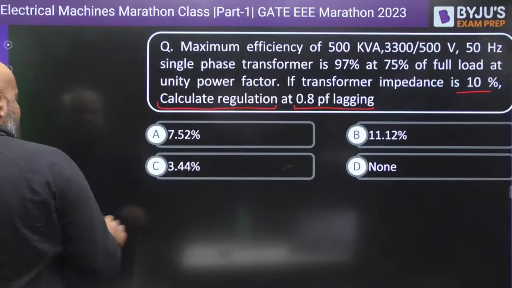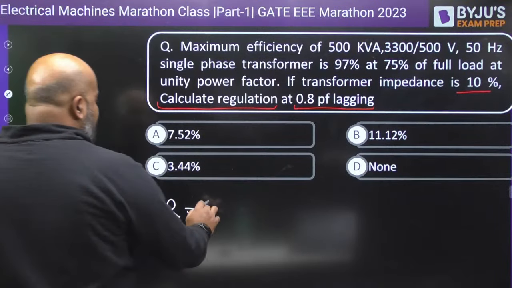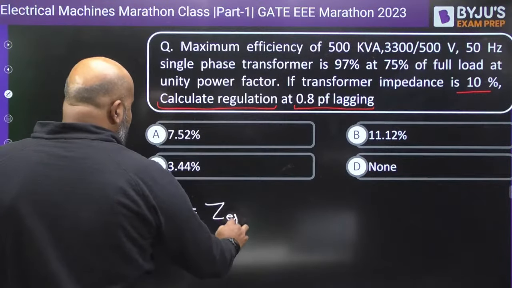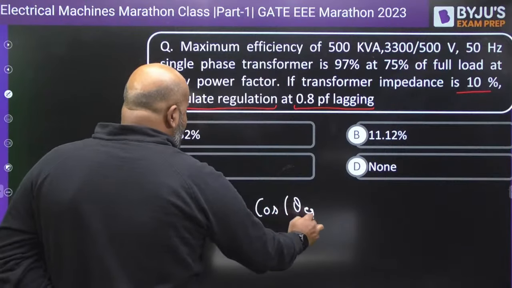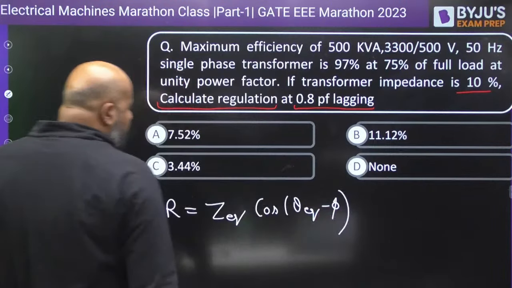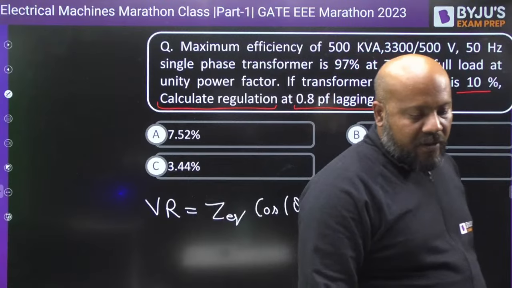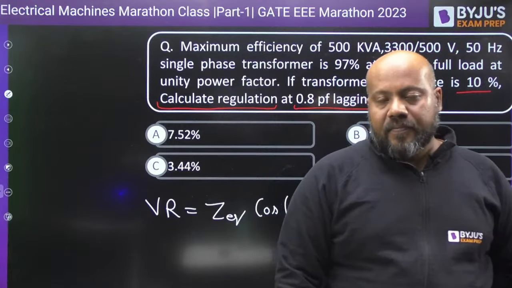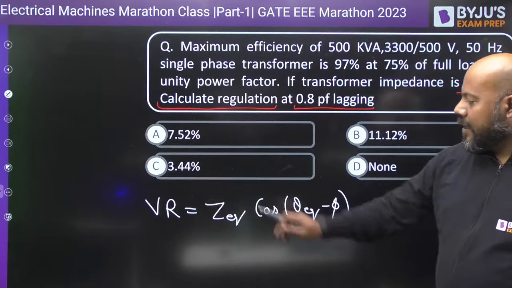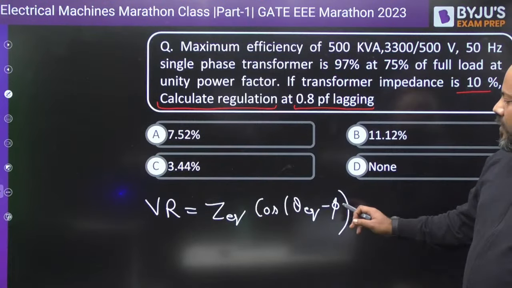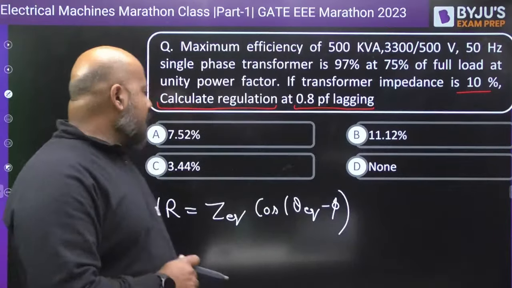So let me tell you, the voltage regulation of the transformer approximately you can write as Z equivalent cos of theta equivalent minus phi. So if you want to write the approximate value for the voltage regulation, you must be knowing the Z equivalent of the transformer, theta equivalent, that is the impedance angle of Z equivalent, and what is the power factor at which you are finding the voltage regulation. Let us see what is the unknown here.